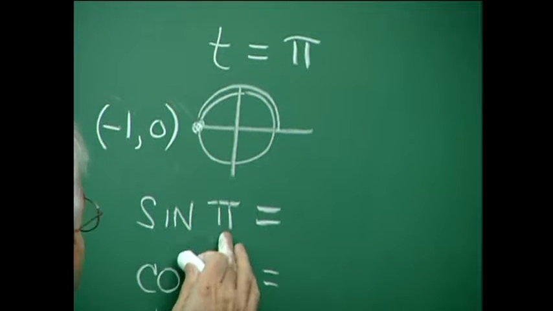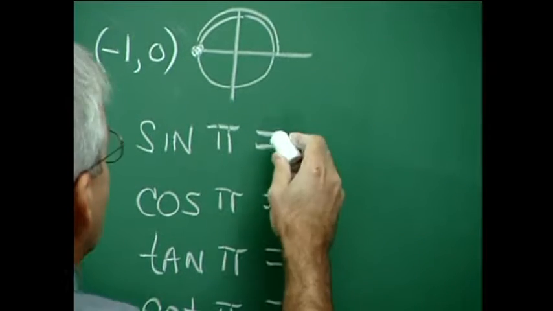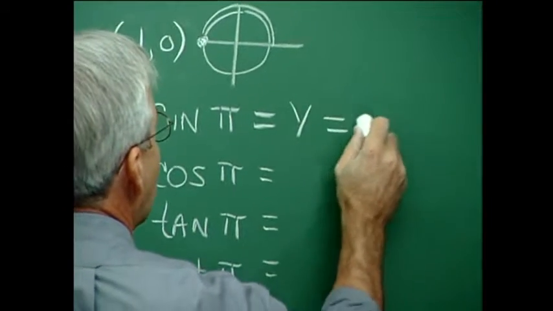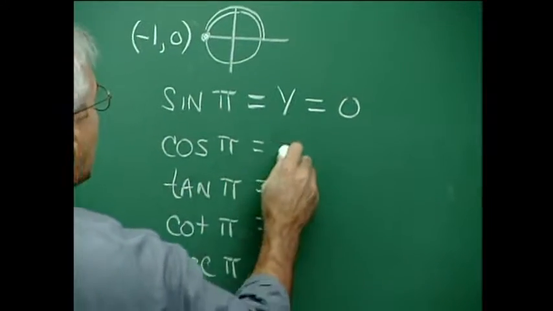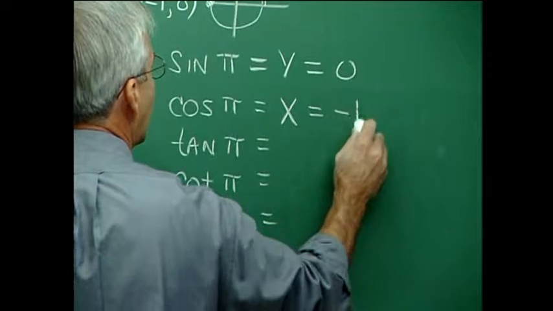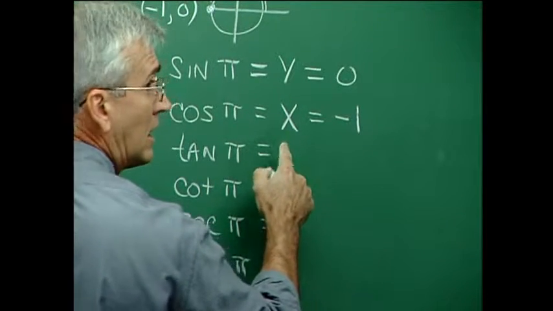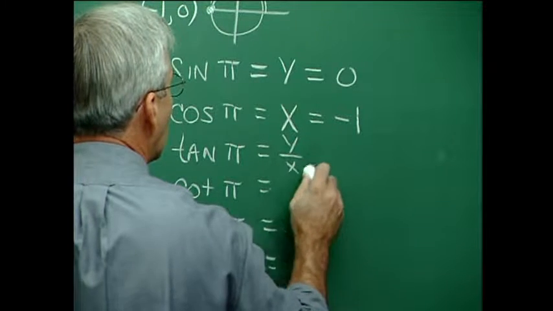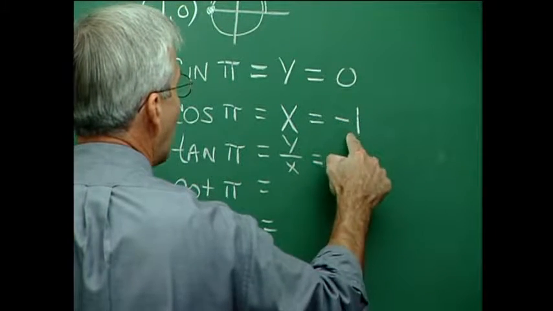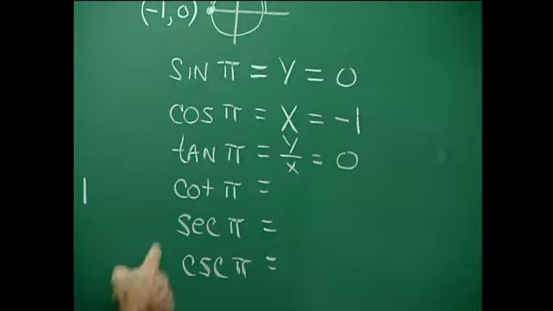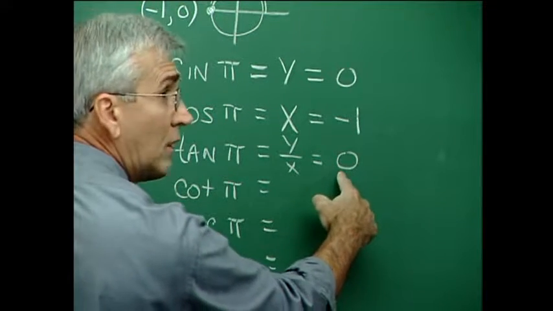The sine of pi then would be, let's see, it's the y component, and that is 0. The cosine of pi is the x component, and that's -1. The tangent of pi is, well, let's see, it's y over x. So that would be 0 over -1. Oh, that's 0. And now the cotangent is the reciprocal of 0.